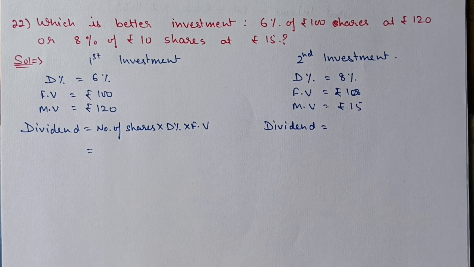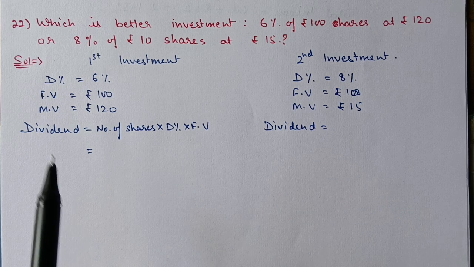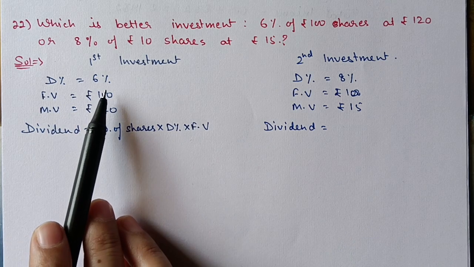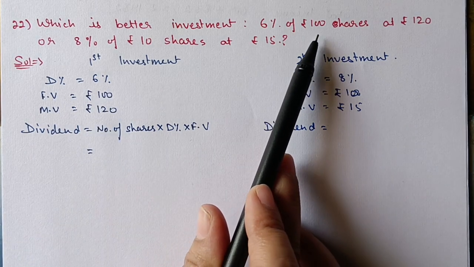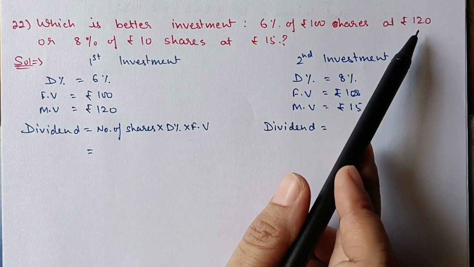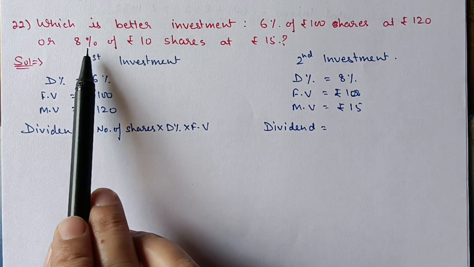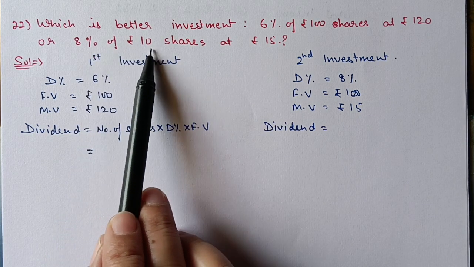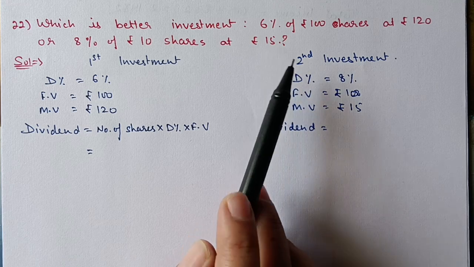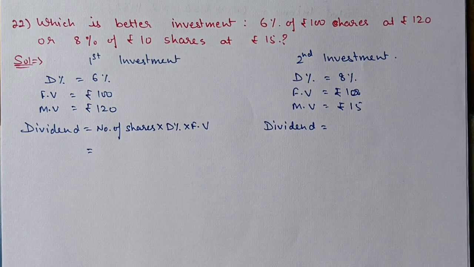Next we have question number 22. Which is the better investment: 6% of a 100 rupees share at 120 rupees, or 8% of a 10 rupees share at 15 rupees? So here we have two conditions. In the first investment, the dividend percentage is 6%, 100 rupees is the face value and 120 rupees is the market value. For the second investment, 8% is the dividend percentage, 10 rupees is the face value and 15 rupees is the market value.